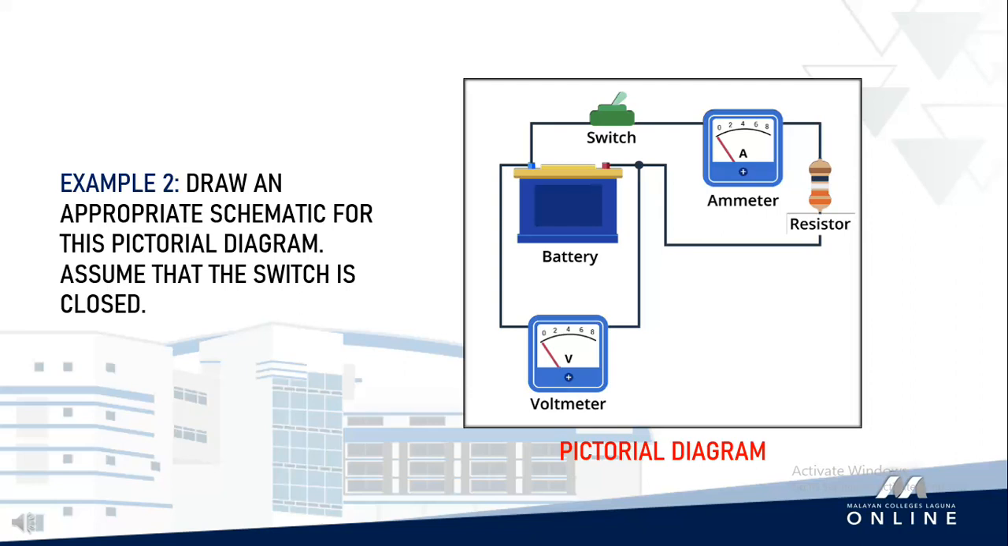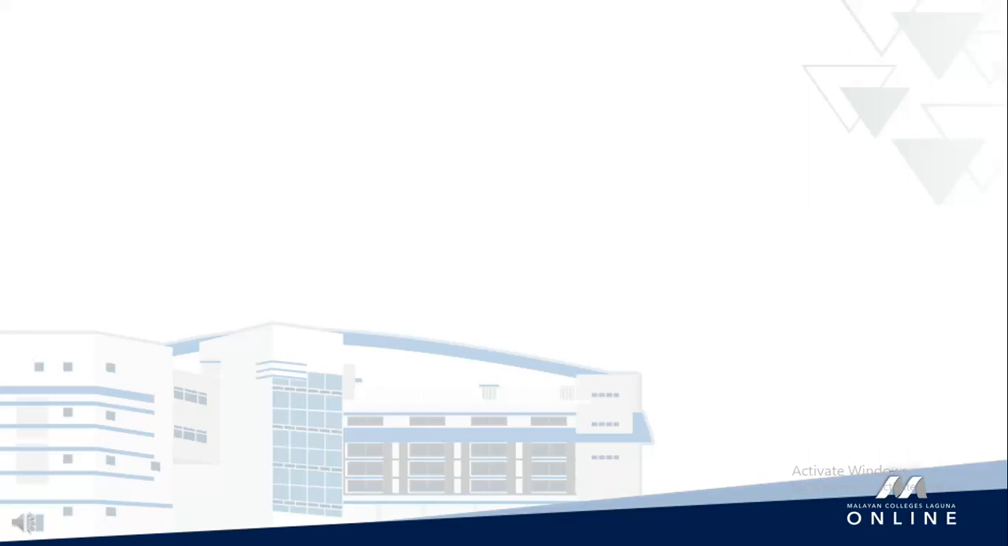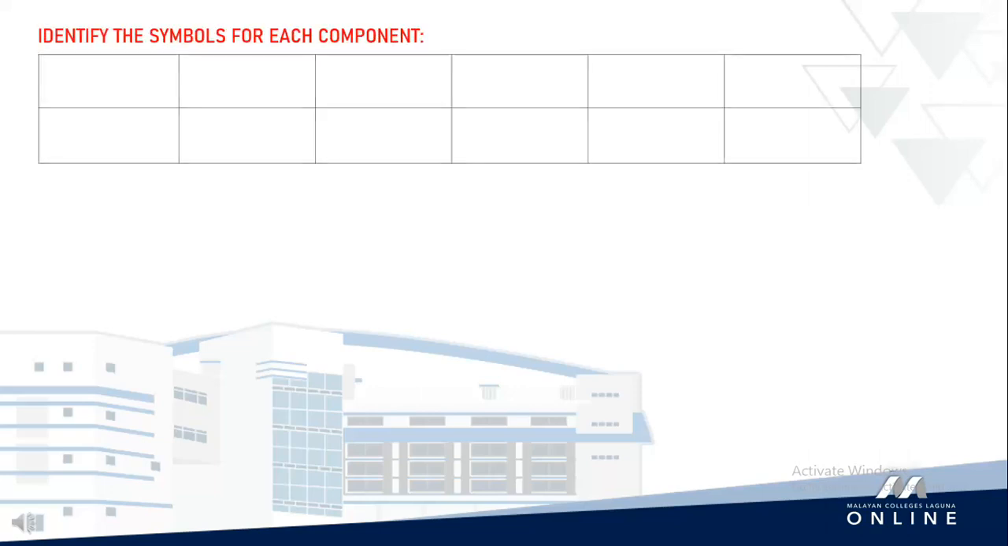Here is another example. You can pause this video and try this first before we proceed with how to draw this. In this pictorial diagram, we have a switch, which in the problem it says to assume to be closed. There is also an ammeter, a resistor, which are all connected in series to the battery. We can notice as well that there is a voltmeter connected in parallel with the battery. In drawing these, we identify the symbols to be used.